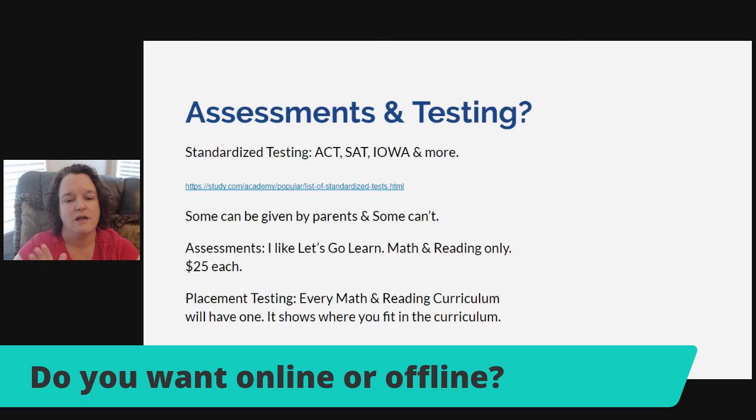Okay, with every curriculum you try out, most of them, the math and the reading sections, will have a placement test. It shows you where you fit in the curriculum. And if you put them back in public school and you have been doing traditional homeschooling, they are going to give your child a placement test. That's just showing where they go in the curriculum. It's not a huge deal. As long as you keep their math and their reading good, you're doing good.